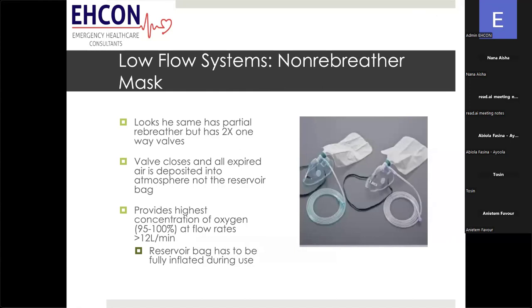We can get up to 95 to 100% oxygen. But again, that depends on you turning the flow rate to 12 to 15 liters. If you put a patient in a non-rebreather and you put them at 6, you're not doing anything. I've done that myself. I did that myself last week. When you're using a non-rebreather, you've got to dial it up, and that reservoir bag has to be fully inflated during use for it to be of any value.